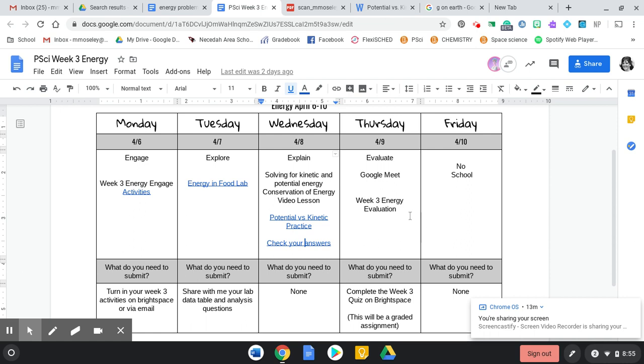Just know that tomorrow we are doing our evaluation for the week, which will have potential and kinetic energy problems on it. One little change here, we are not having Google Meets this week. But what I did instead of that is if you're feeling like you'd like to meet with me and talk to me about some things, I sent out an email yesterday about having a 10-minute meeting with me on Google Meet, so we could just talk through some things together.